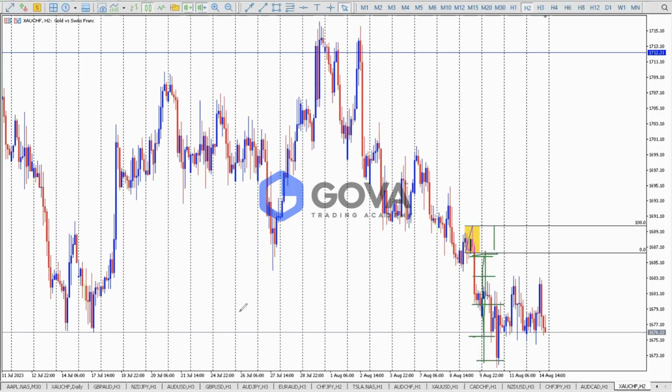So whenever you have a formation like this, mark out your proximal line, distal line on the zone, and you need to calculate this area. You need to calculate this area. If the drop in price is not up to 1:3, don't take the trade. Only take the trade if the drop is 1:3 or above 1:3, okay?